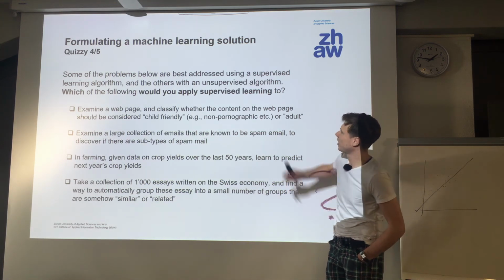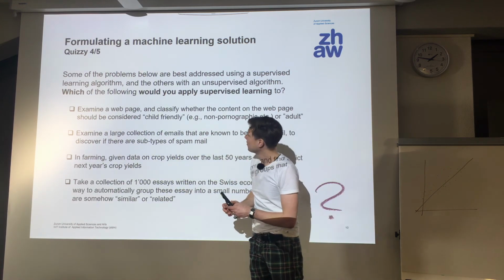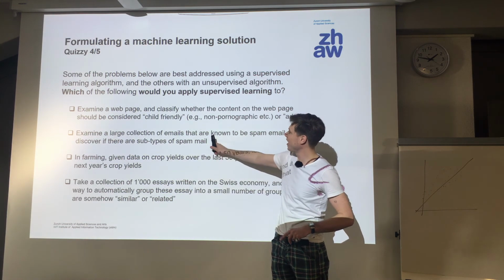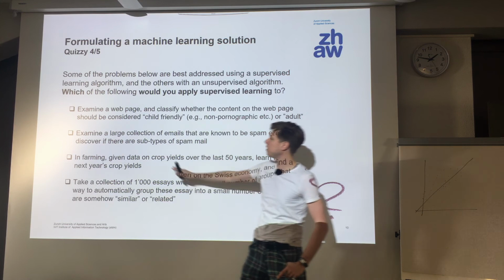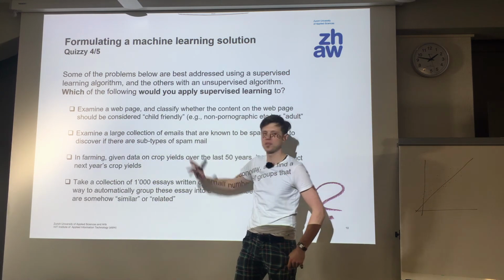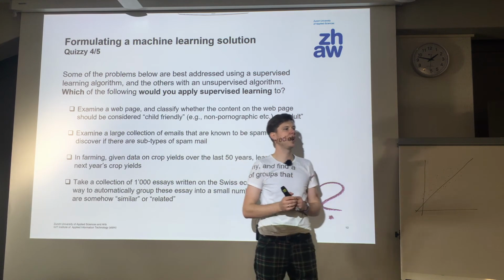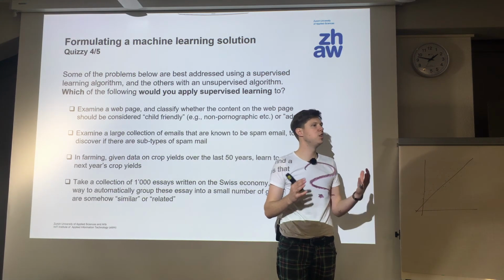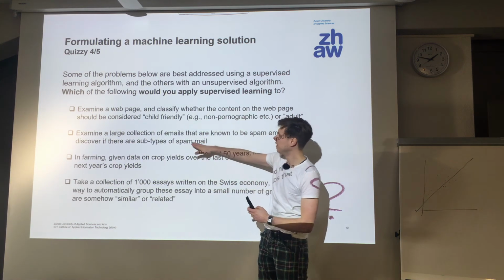Okay, let's go for the next thing. Again the question is supervised, unsupervised? Examine a large collection of emails that are known to be spam email to discover if there are subtypes of spam. Unsupervised. You would say unsupervised, because? New patterns. You want to find new patterns, exactly, and you are not sure yet what these patterns are.